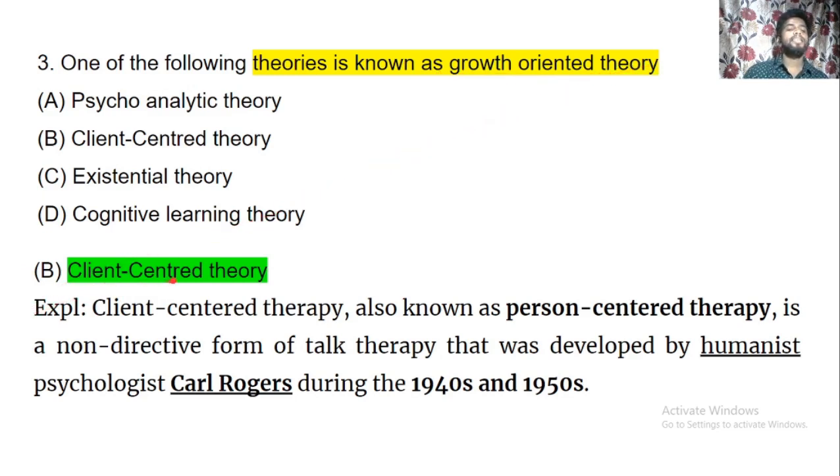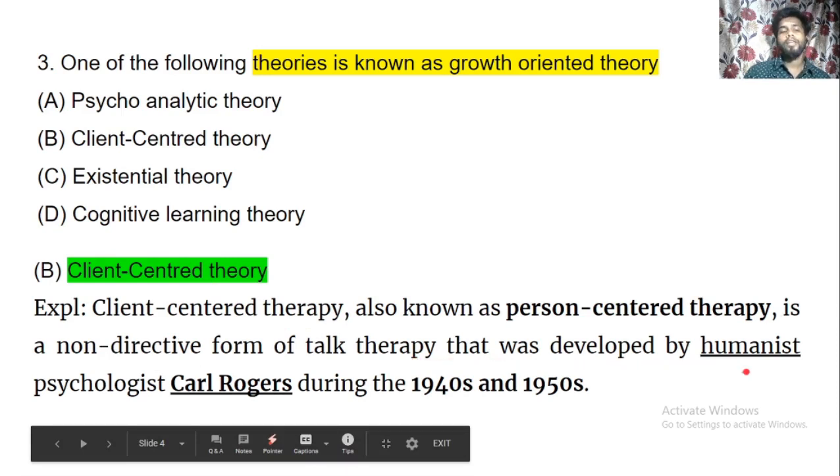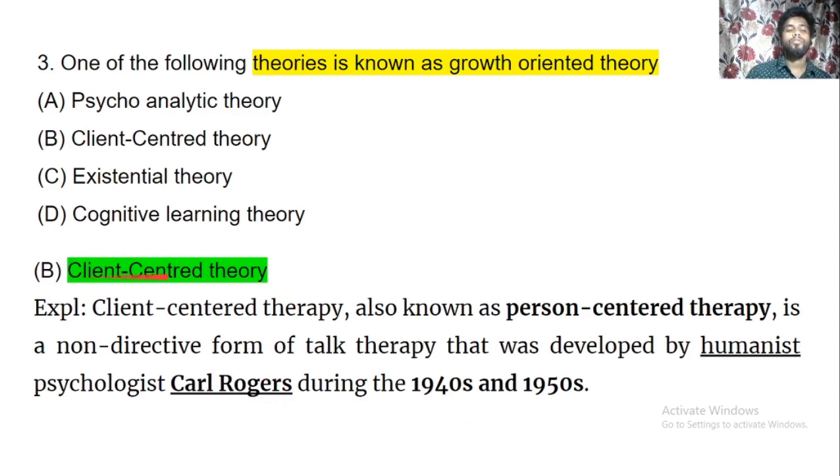So client-centered theory, we will know that is a growth oriented theory. Client-centered therapy, also known as person-centered therapy, is a non-directive form of talk therapy that was developed by the humanist psychologist named Carl Rogers during the 1940s and 1950s. This theory was known as client-centered theory, and it's also called person-centered therapy.